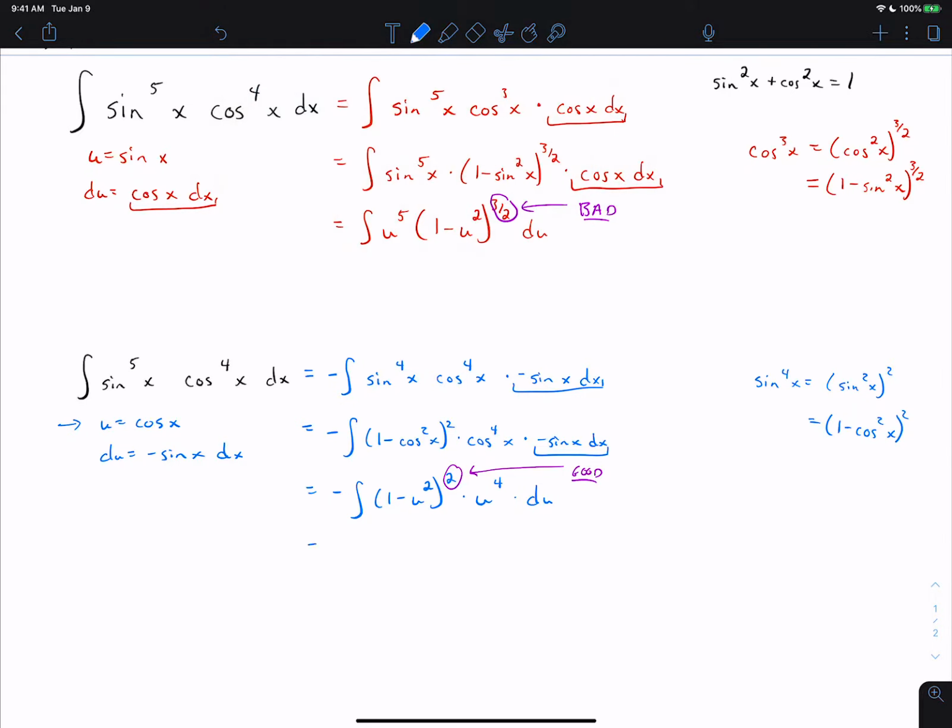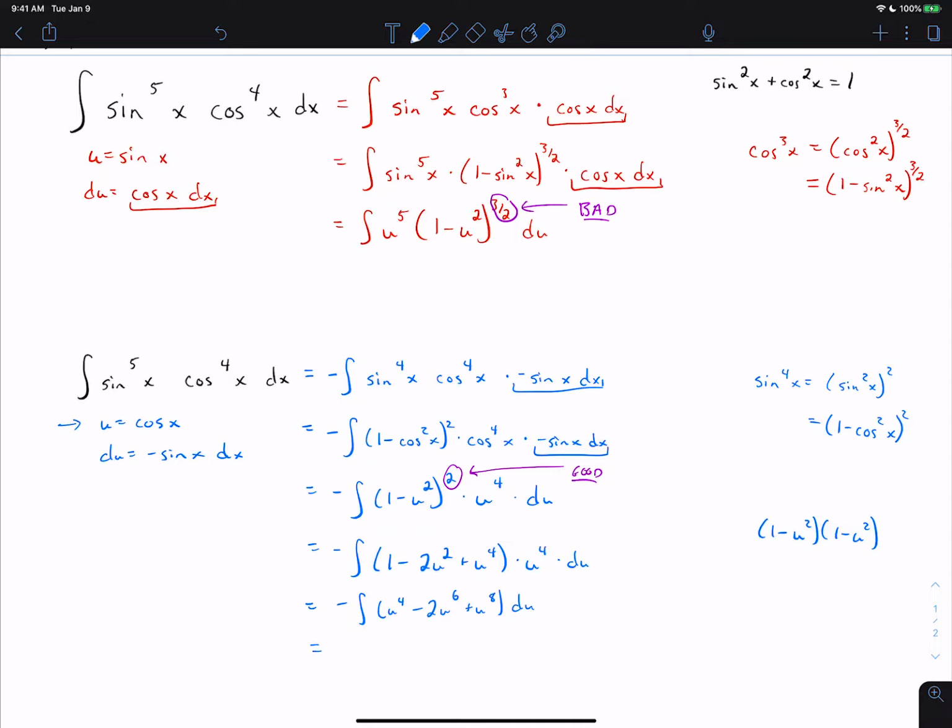So to continue this problem on the bottom, we can square 1 minus u squared. That gets us 1 minus 2u squared plus u to the fourth times u to the fourth times du. And just as a quick review of algebra, what we're doing there is 1 minus u squared squared, so we're multiplying out 1 minus u squared times itself. That then lets you distribute u to the fourth. So we get u to the fourth minus 2u to the sixth plus u to the eighth du.